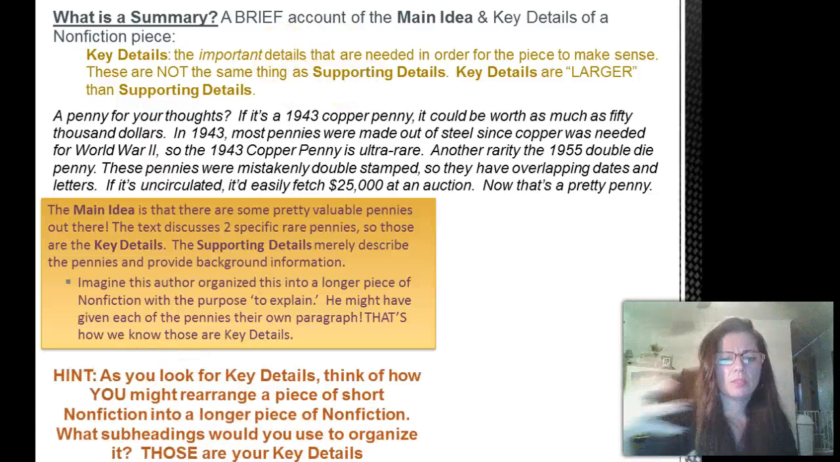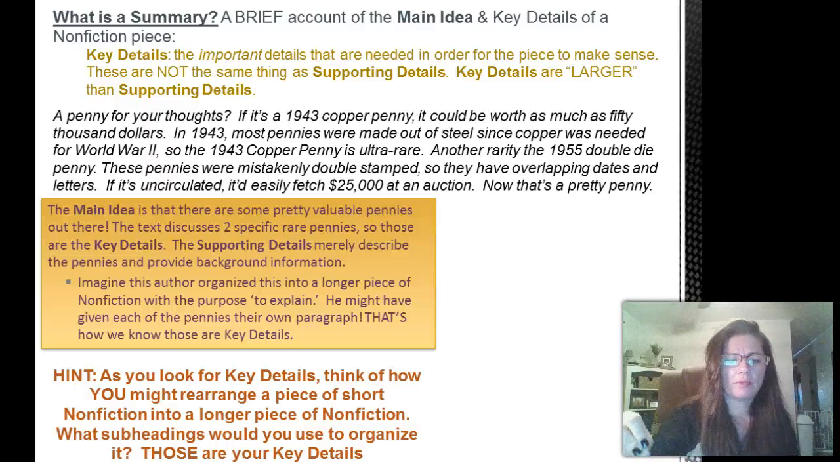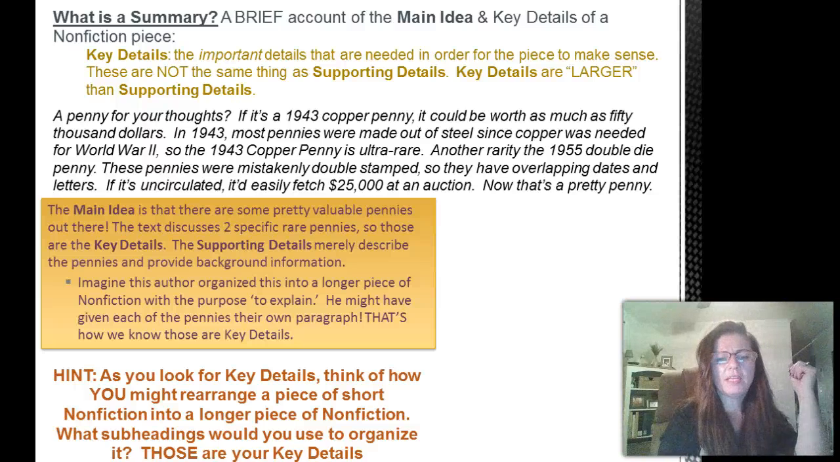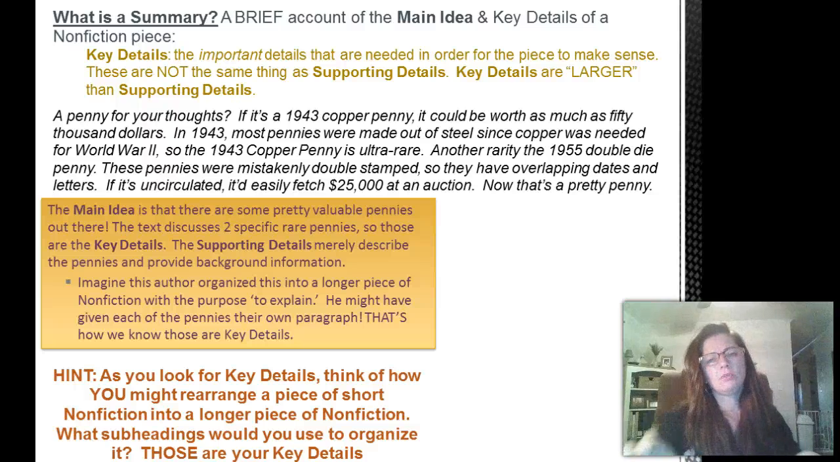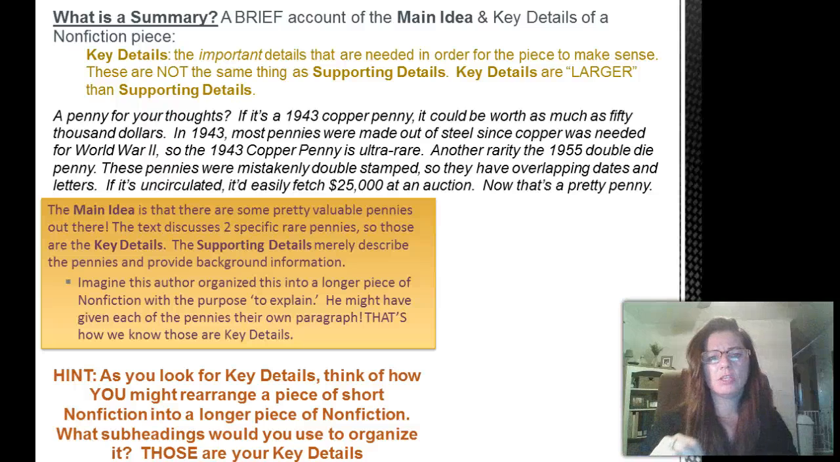So how might you do this when you're reading? Here's a hint for you. As you look for key details, think of how you might rearrange a piece of short nonfiction into a longer piece of nonfiction. What subheadings would you use to organize it? Those are your key details. So when you read something like this, pick up on the things that are really standing out to you as something you could elaborate on even further. And that's going to be your key detail.